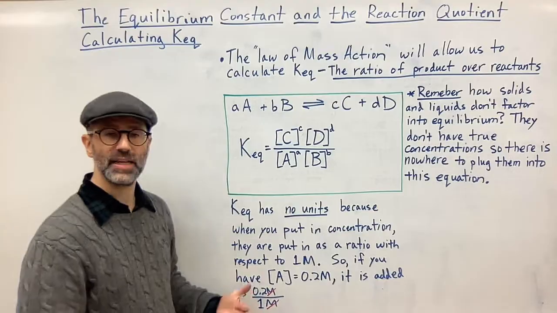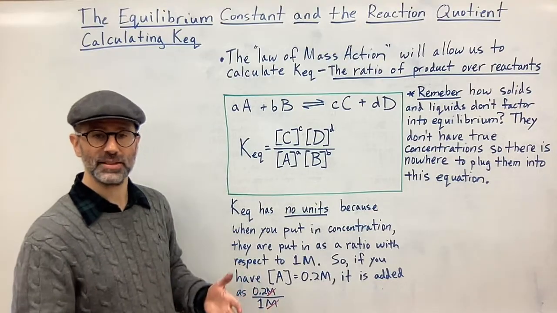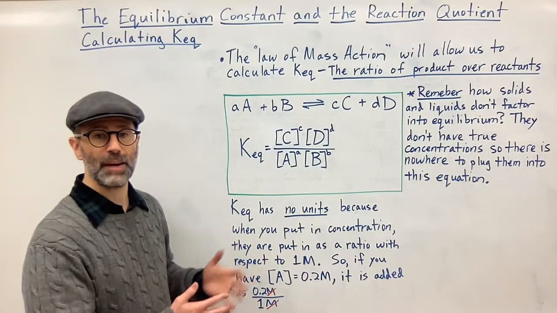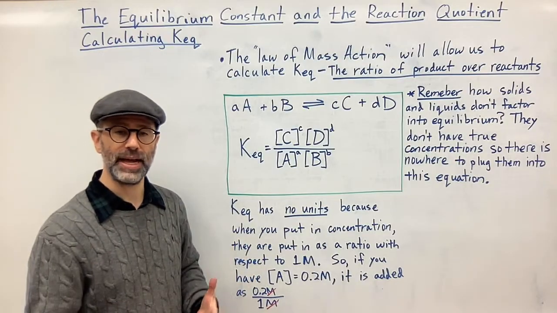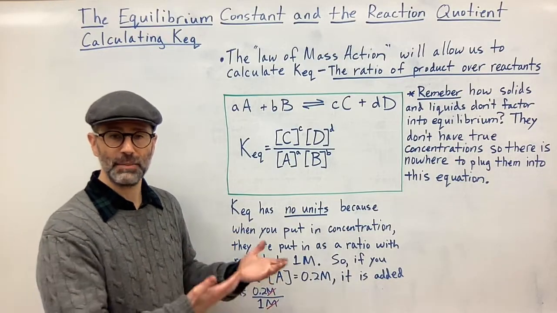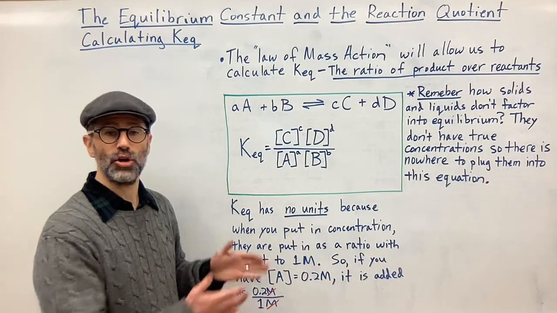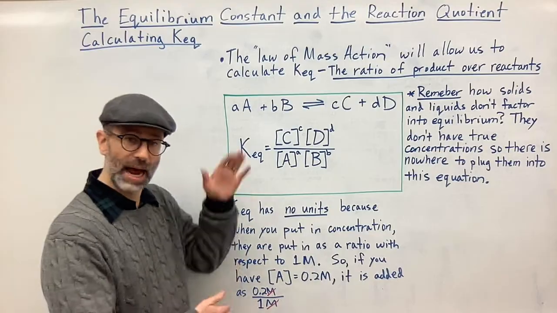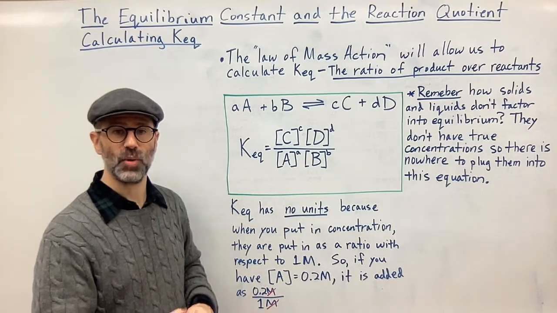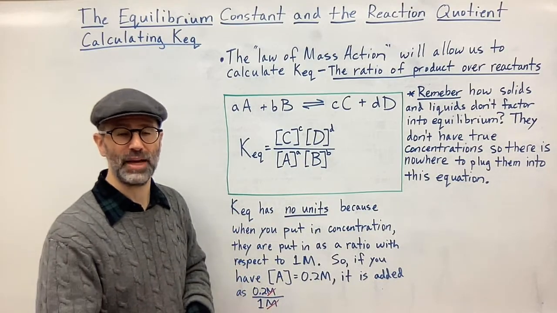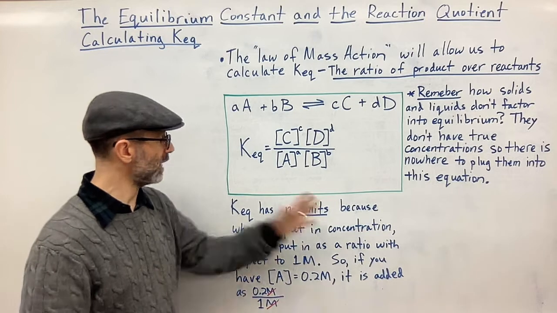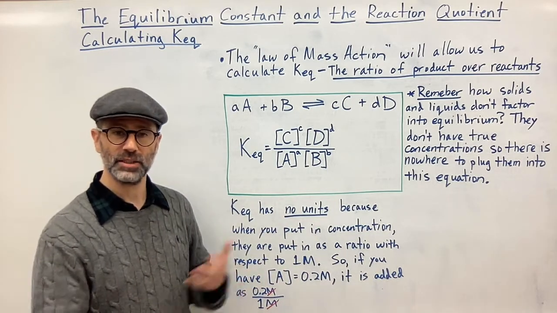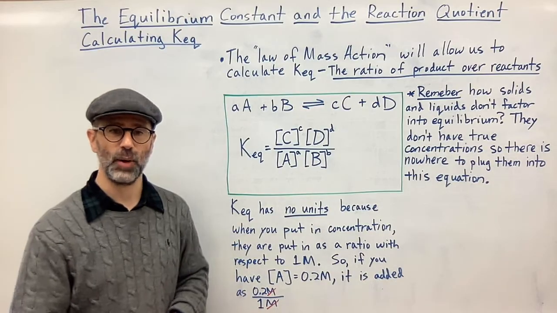And the same thing also applies to gases and pressures in atmospheres. Anytime you're giving a partial pressure to a gas, that's going to be in atmospheres, and you are relating that to the standard, which is 1 atmosphere. So the atmospheres end up canceling out as well, and you don't have any units. Okay, so that's why KEQ is unitless. I just wanted to go over that, just clarify that in case that was a question.